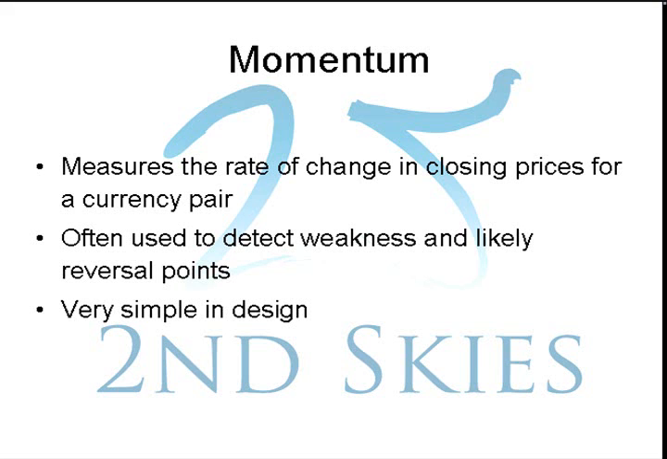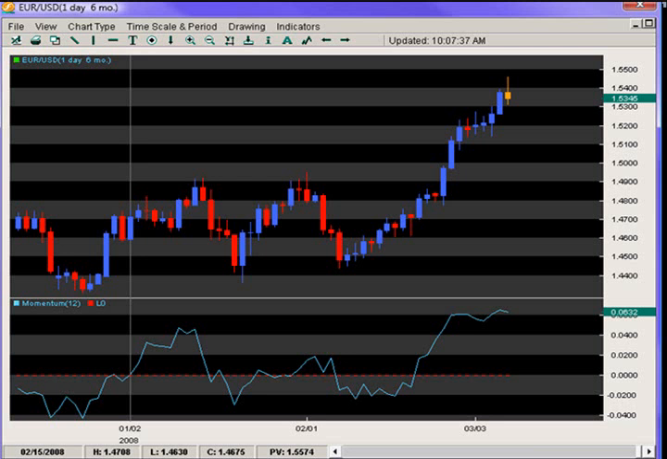It's often used to detect weakness or inherent strength in a pair and also signal us when potential reversal points are or when trends are going to begin. And its relatively simple design also makes it easy for us to really understand how to use the momentum indicator.